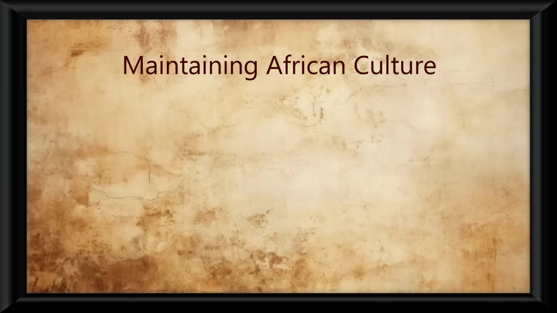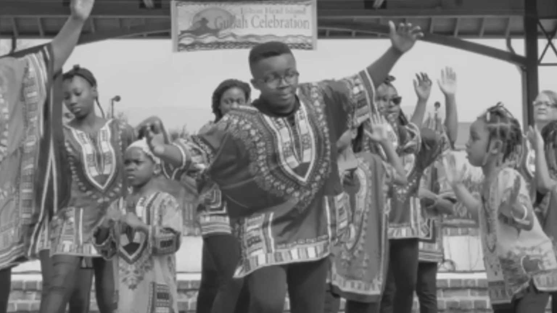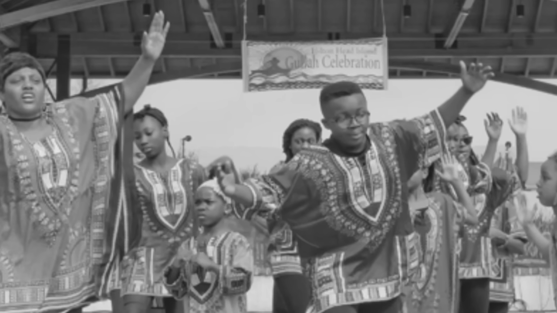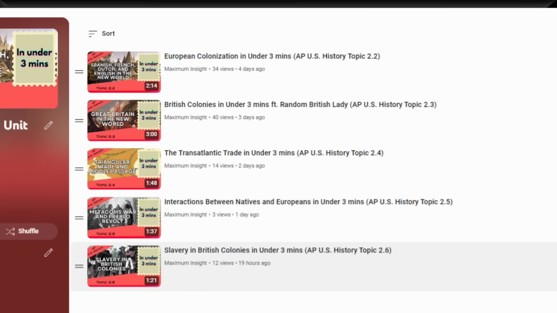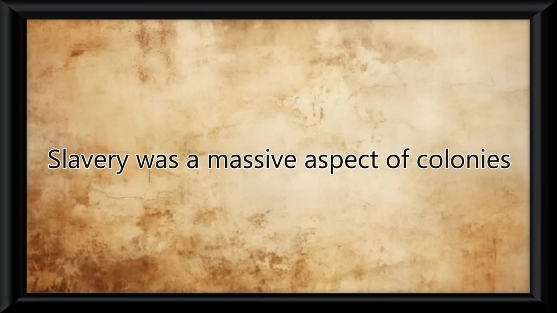Maroon War. But most that didn't rebel tried to survive by maintaining their own people's culture, one example of this being the Gullah community, which maintained African traditions such as dancing to West African music during their rare moments of relaxation. So I've talked a lot on slavery and the African slave trade in colonies, and it's because slavery was a massive aspect of colonies.